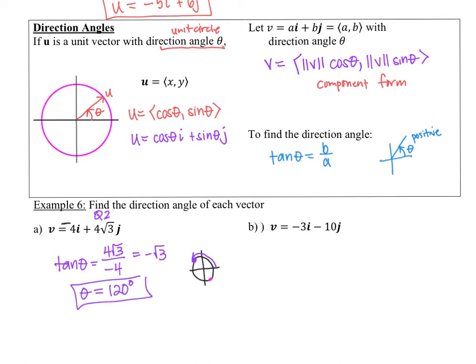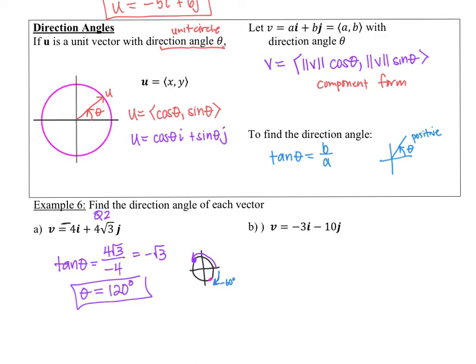Okay, now if you're a calculator person, because we are using calculators, if you recall, the domain of arctangent is negative 90 degrees to positive 90 degrees. If you use your calculator and do the inverse tangent of negative root 3, it's going to give you the answer negative 60 degrees, because that's within the range of arctangent.